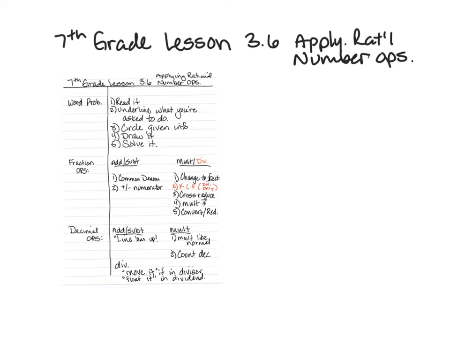7th grade lesson 3.6 is applying rational number operations. It is puzzles. Think of them like puzzles, word problems that apply your skills for fraction operations, adding and subtracting fractions, multiplying, dividing fractions, decimal operations, adding or subtracting decimals, multiplying decimals, or dividing decimals. So in your first page of your notes, I have included all the steps for those.